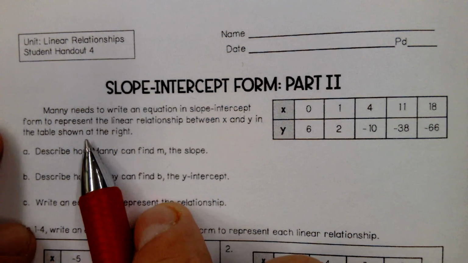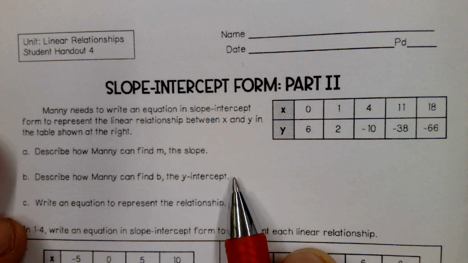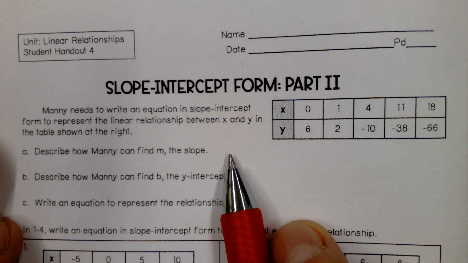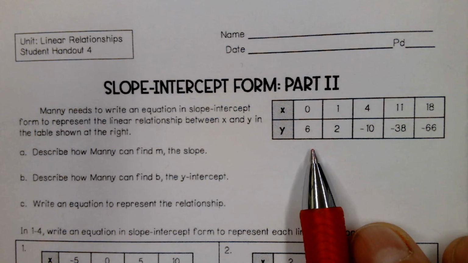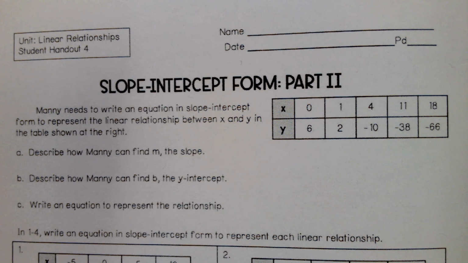Kathy, would you mind reading this? Manny needs to write an equation in slope-intercept form to represent the linear relationship between x and y in the table shown at the right. Okay, so I need to write this. So, first question: how can Manny find the slope?